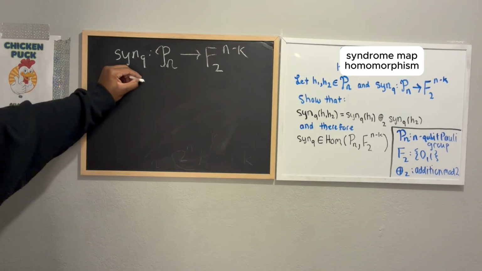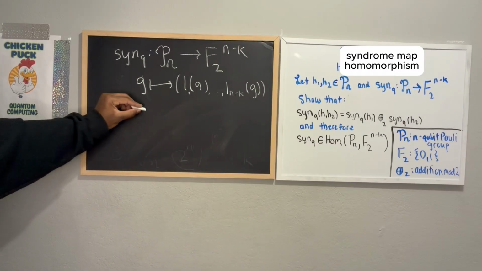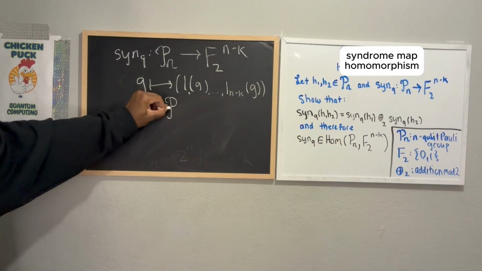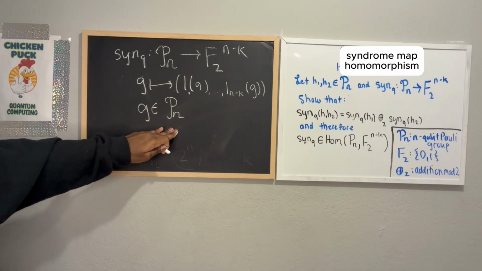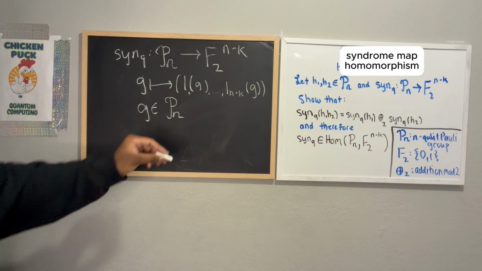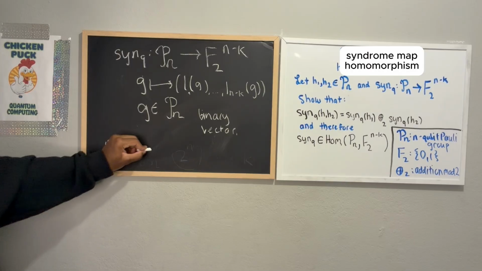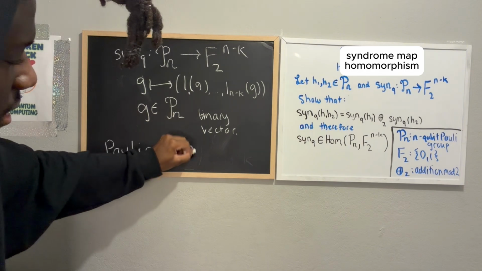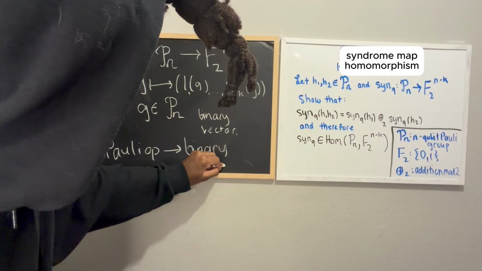And this maps G, where G is in Pn. So what this is saying is that G is in Pn and the output is a binary vector. Okay, this is what this is saying here. Basically, we have a map from the Pauli operator to a binary syndrome.